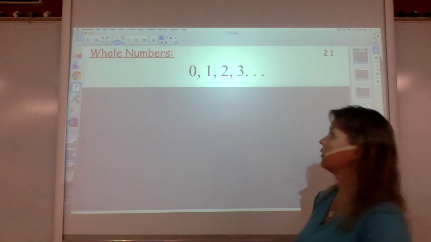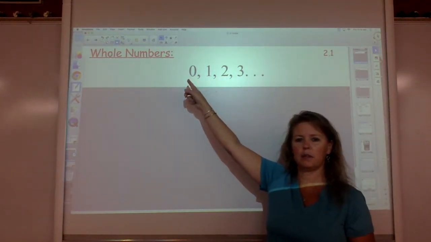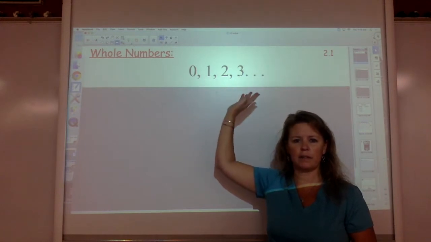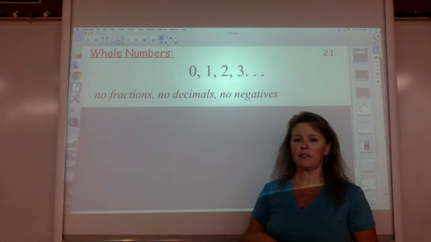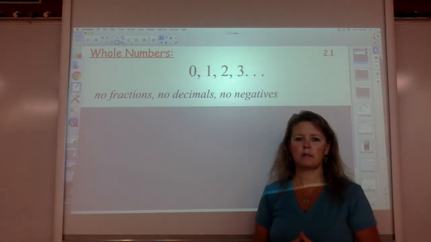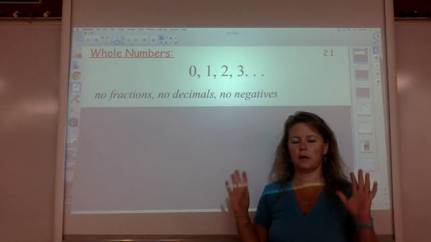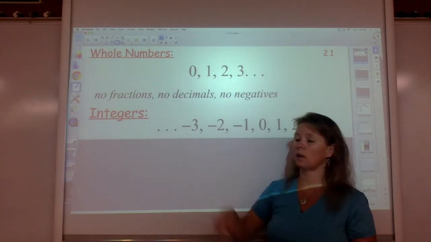Whole numbers, first of all, they start with 0. Starting at 0, 0 is considered a whole number, and then 1, 2, 3, 4, 5, 6, 7 to infinity. There are no fractions, no decimals, no negatives in a whole number. If you already know this, don't write it down. But no fractions, no decimals, no negatives. A whole number is just a number, usually the ones you count with, but starting with 0.